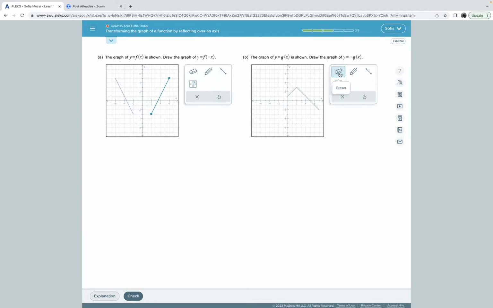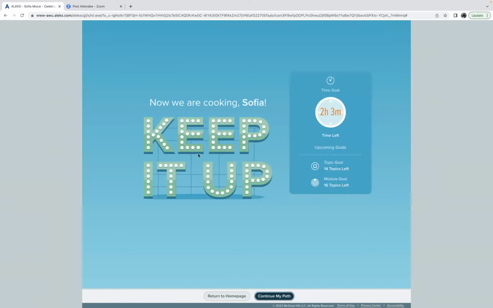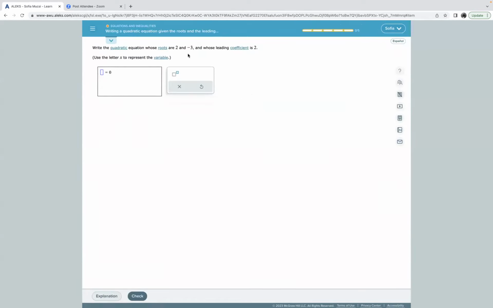Okay, looks right. This is over the x-axis. 1, 2, 3, 1, 2, 3. 1, 2, 1, 2. Okay, cool. Okay, I can figure that out. I think this one also I get stuck on. Let me grab a snip of this.